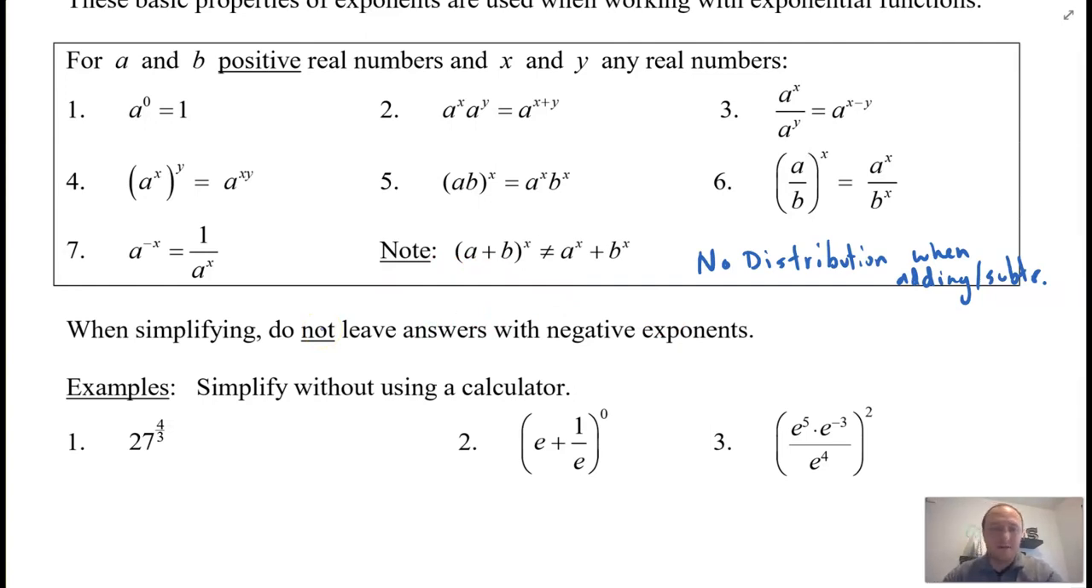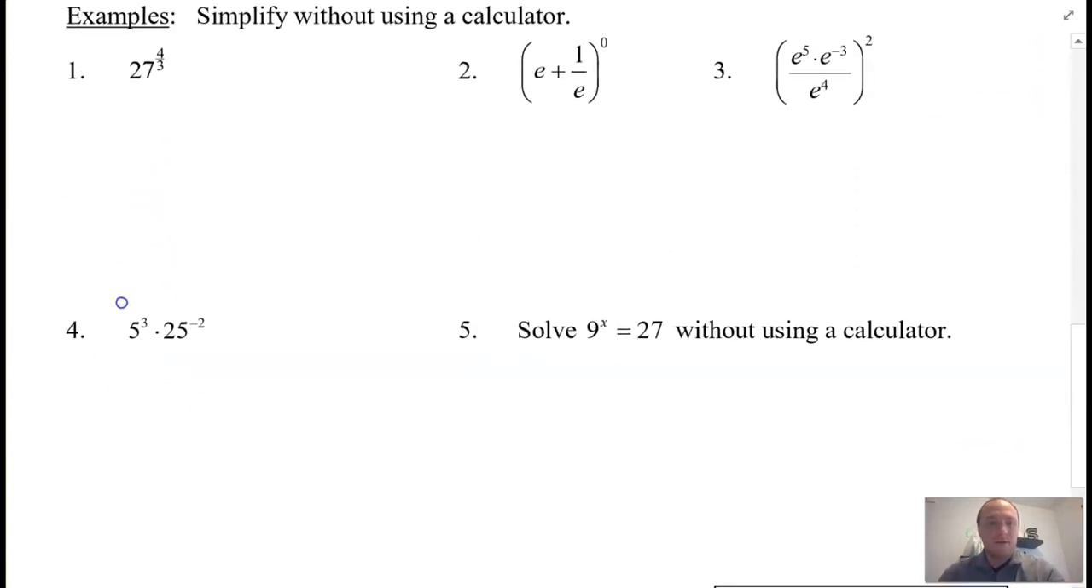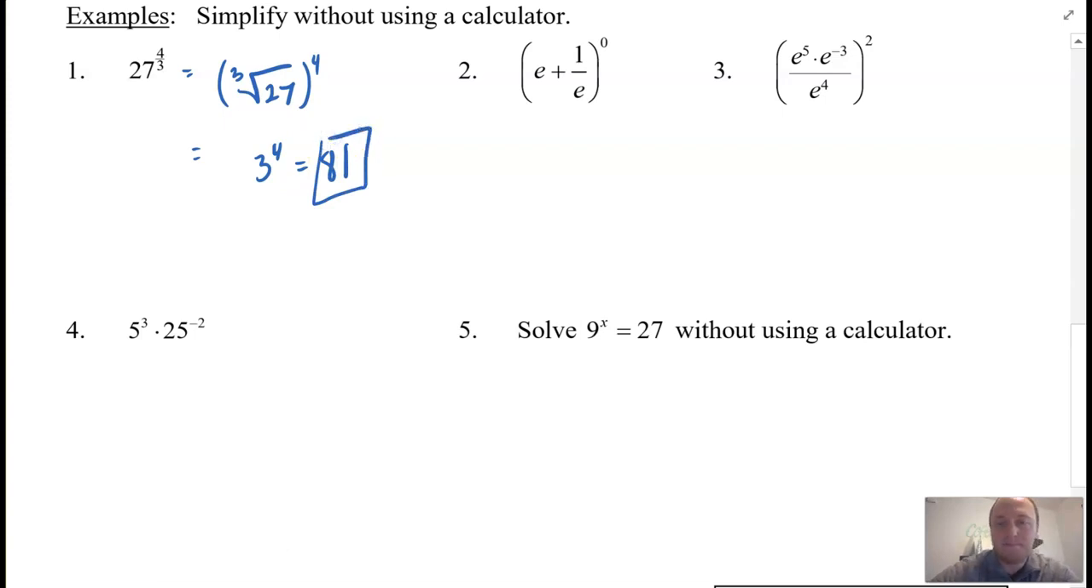So let's go ahead and practice these skills. Let's dig up your memory. Okay, so here I have a base that is a number, 27, raised to the power of 4/3. Well, remember that the denominator is a root, so this is the cubic root of 27, and I'm going to raise it to the power of 4. Well, the cubic root of 27 is 3, and 3 to the 4th power is 81. So there you have it.